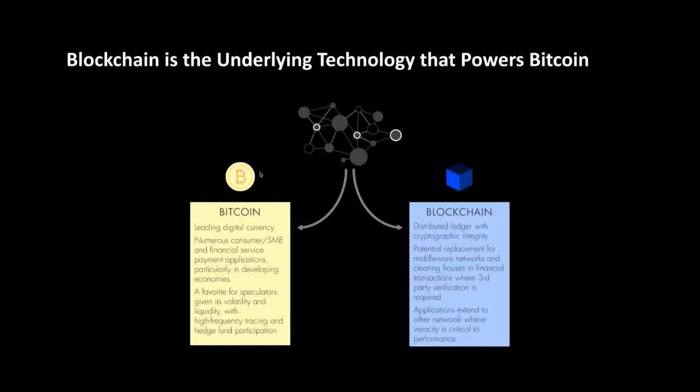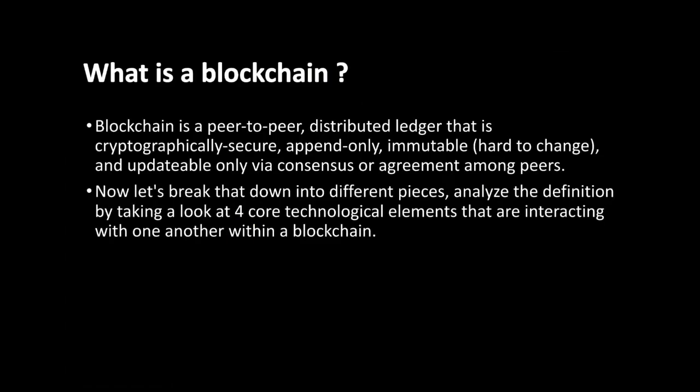So blockchain is the underlying technology that powers Bitcoin. But what is a blockchain? A blockchain is a peer-to-peer distributed ledger that is cryptographically secure, append-only, immutable, or at least really hard to change. And it's only updatable via consensus agreements amongst the peers on the network.